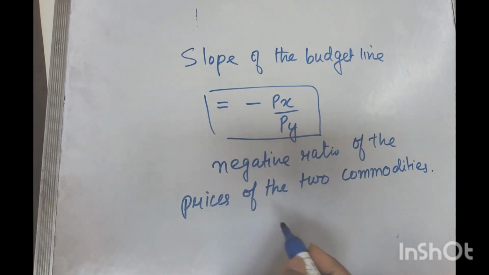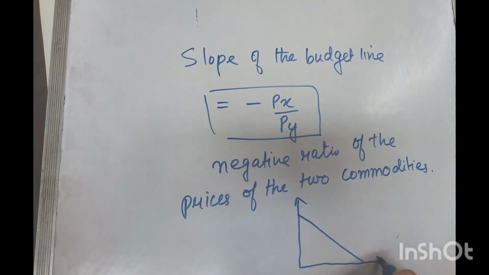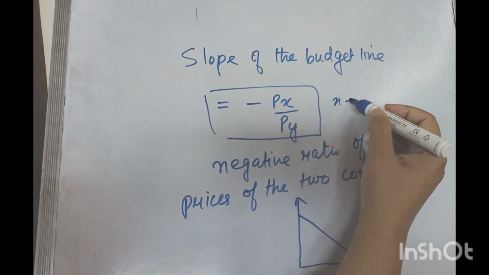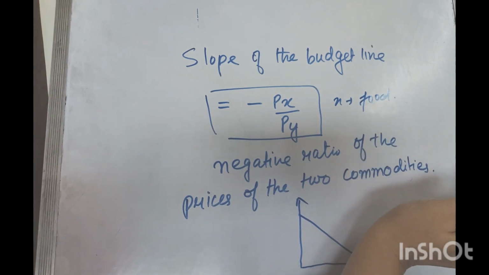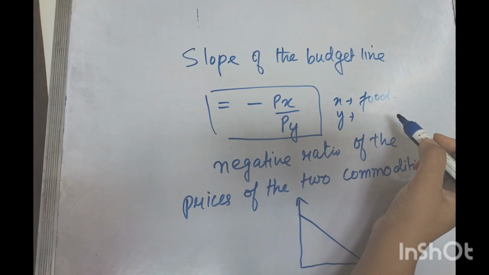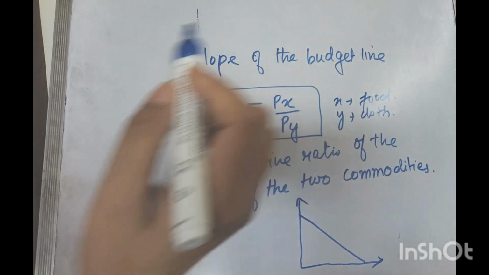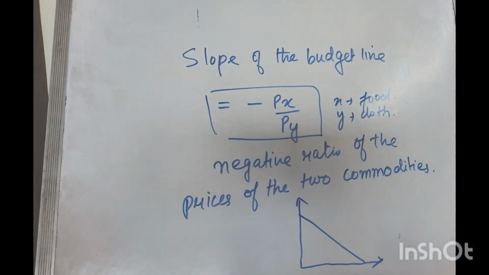And what else can we understand from here? The budget line is a straight line. Why is it a straight line? As we have assumed that the prices of the two commodities are given. Here Px is the price of food, which we have measured on the x-axis, and Py is the price of clothing, which we have measured on the y-axis.